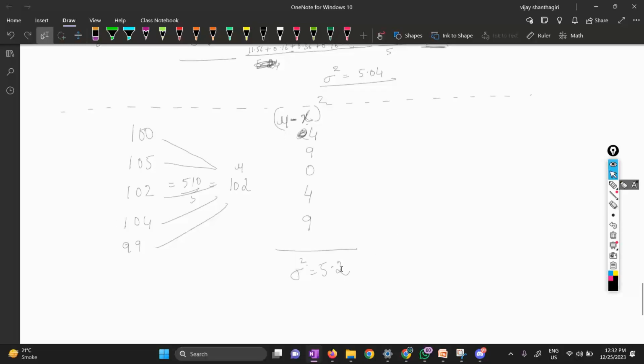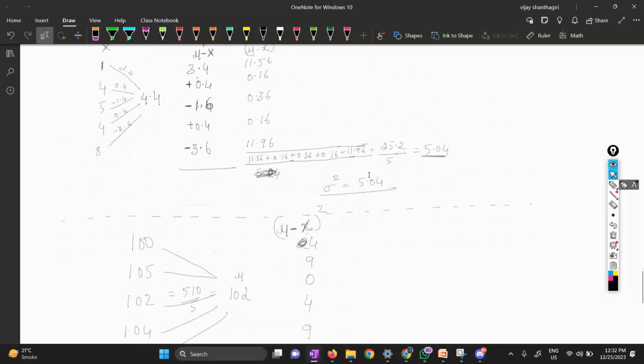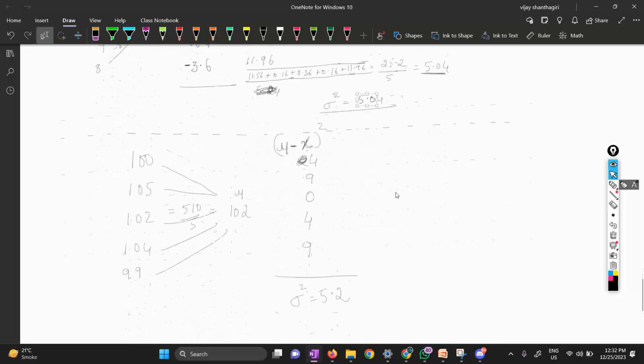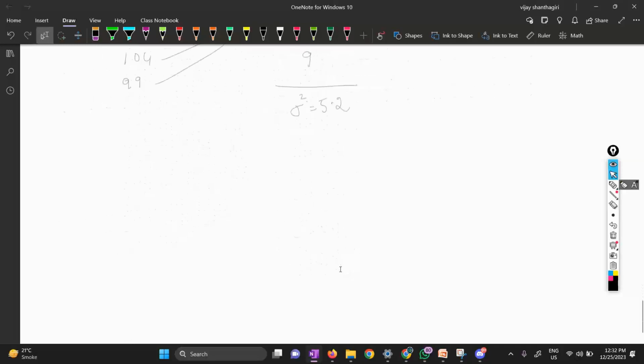5.04, 5.2. See, with small numbers the variance is giving you a feel. With big numbers also the variance is giving you a feel. Now let's take another one. This is how it is. We have to calculate this to get a feel for it.